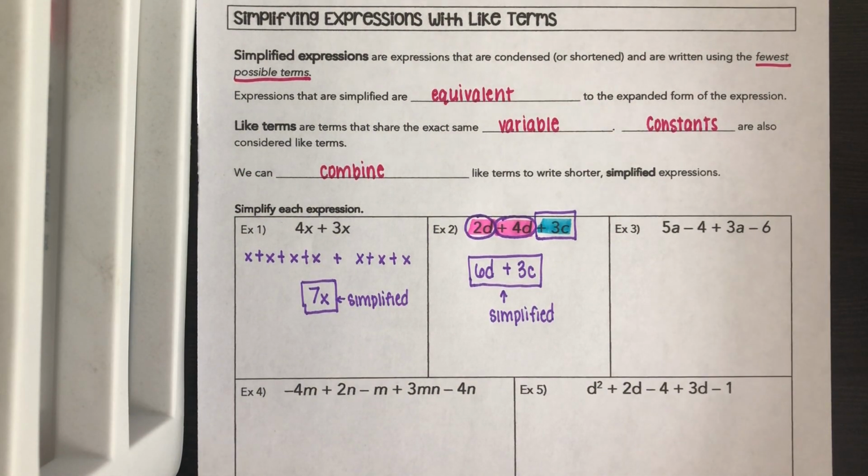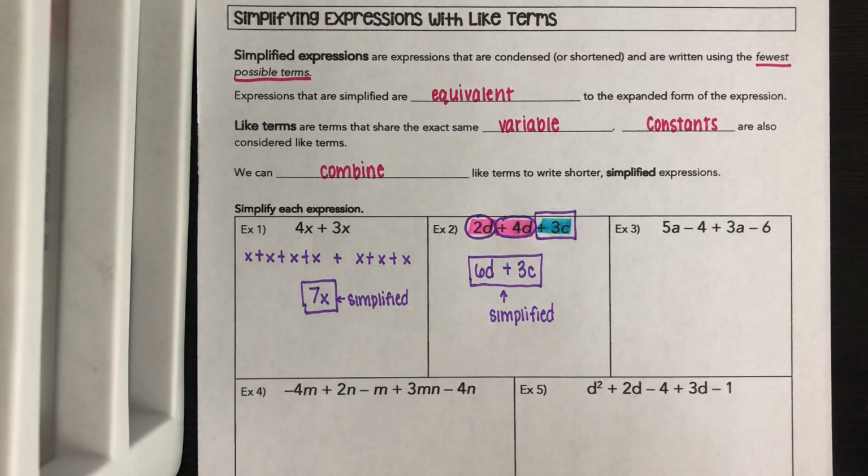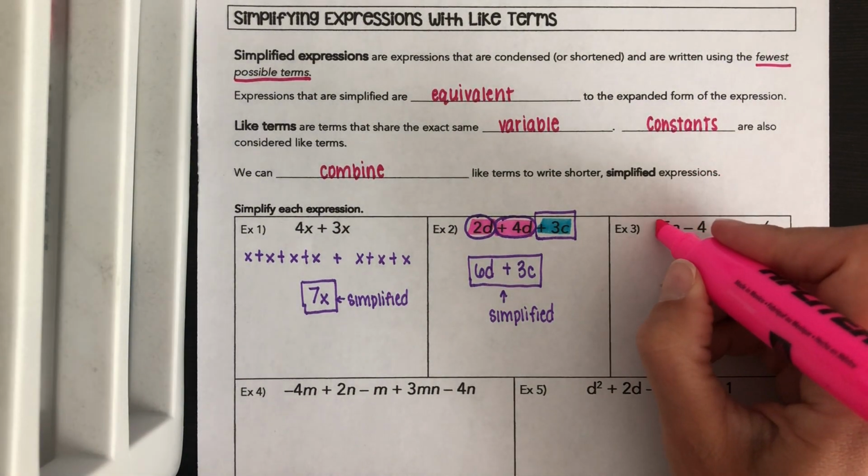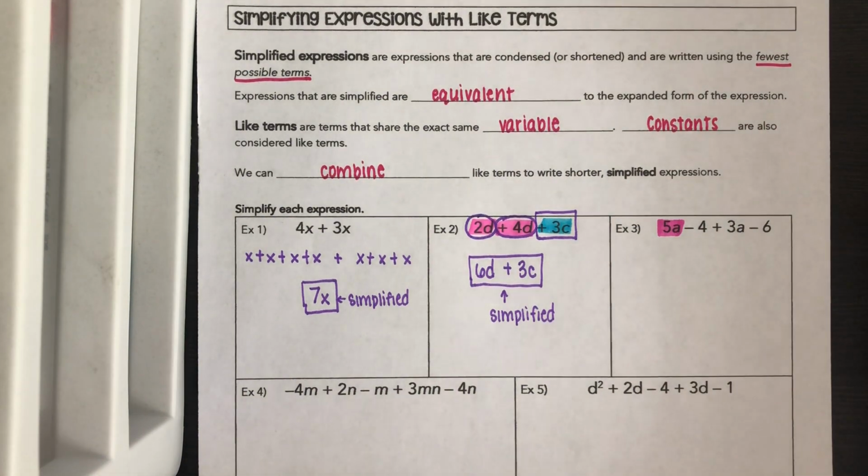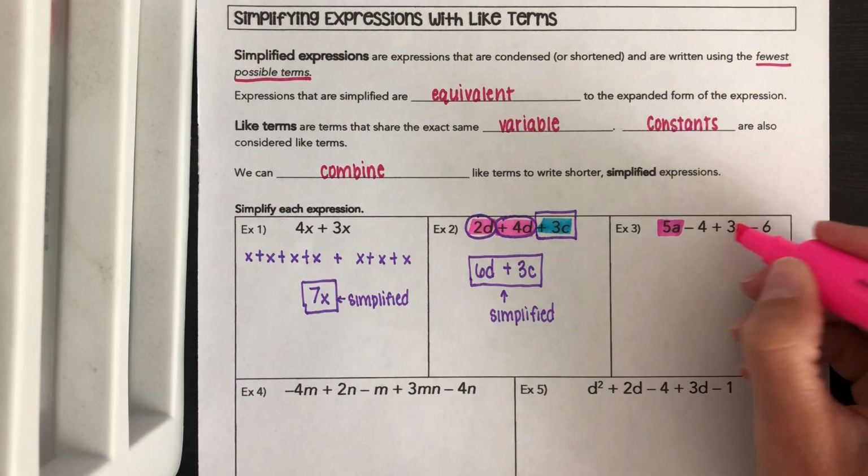So let's take a look at the next example. 5a minus 4 plus 3a minus 6. So I'm going to go ahead and grab my highlighter, and I'm going to highlight the first term I see in pink, which is 5a. And I'm going to check the other terms to see if any of them share the exact same variable or if they are like terms.